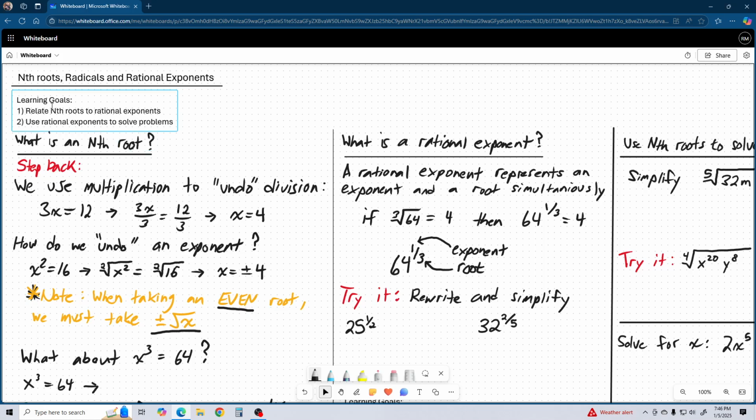So if we're trying to do number one here, we're trying to relate nth roots to rational exponents. Well, first we would need to know what is an nth root and what is a rational exponent. And then we can figure out how those two things relate to each other.